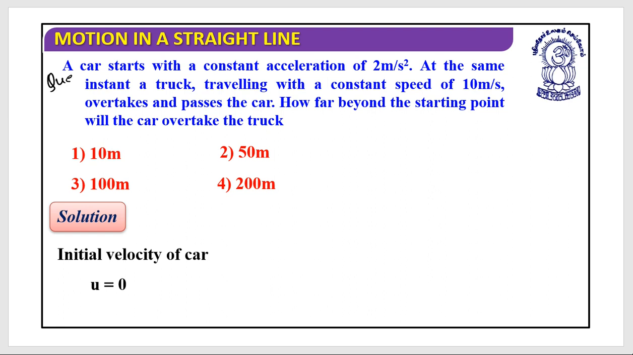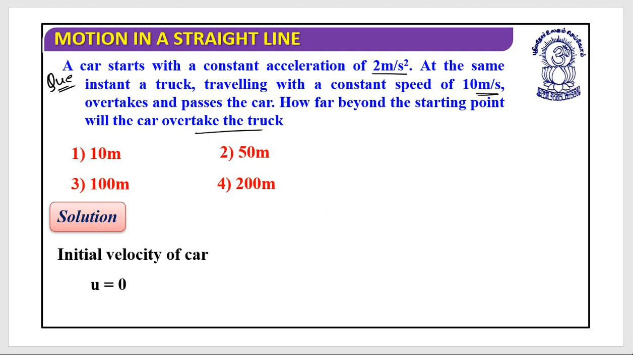Go through this data very carefully. What they ask is that a car starts with a constant acceleration of 2 meter per second square, and at the same instant a truck traveling with a constant speed of 10 meter per second overtakes and passes the car. Now they ask how far beyond the starting point will the car overtake the truck?